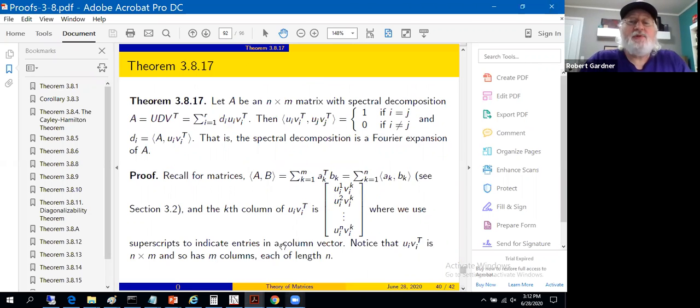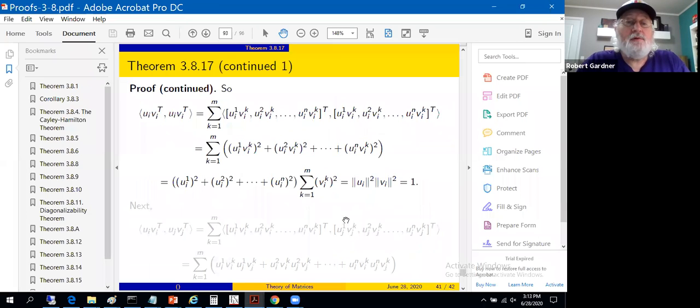For matrices A and B, we computed inner products of those matrices by summing inner products of the columns. So we need a column, say the kth column of u sub i, v sub i transpose. Think how you multiply this column matrix times this row matrix, and that will give you these entries in the kth column. We did something similar to this a while ago. So we get this kth entry from v sub i, and the first and second through the nth entry using superscripts to indicate the location of the entry in these vectors. So kth entry in v sub i, first entry in u sub i, second entry in u sub i, and so forth. Think of how you multiply matrices, and that's what you get for the kth column. I need that so I can talk about these inner products.